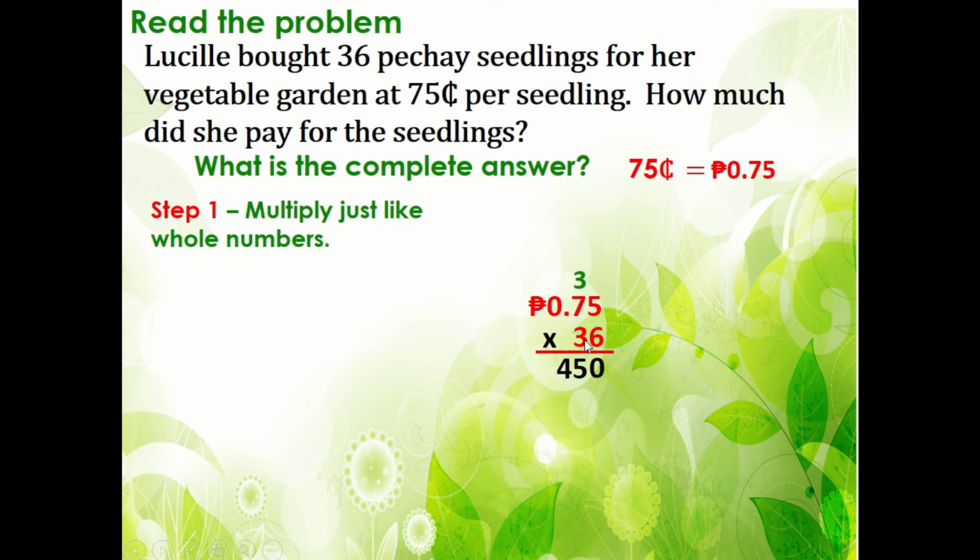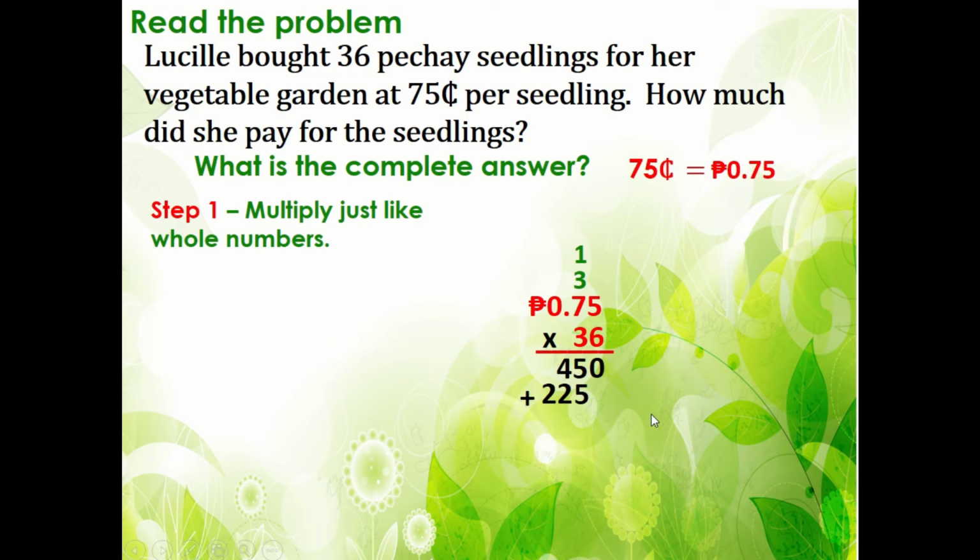So let's multiply by 3 this time. In the tens place, 3 times 5, we have 15. So 5, we're going to write here, naka-align sa tens place. So we have 5, regroup 1. So 3 times 7, we have 21 plus 1, we have 22.